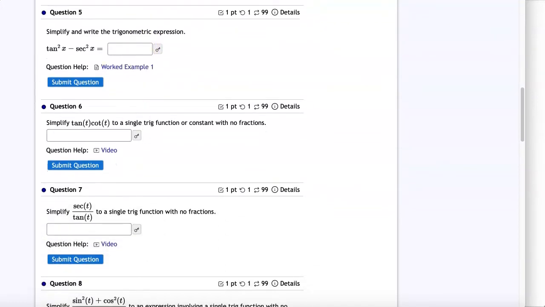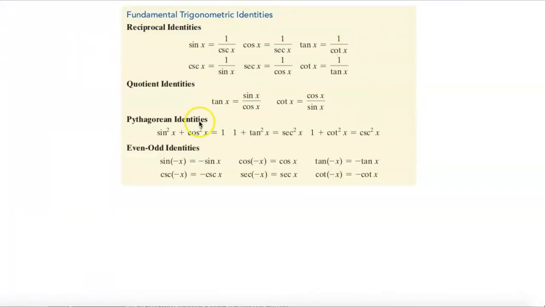Question number 5. In this case, what you're going to do for this problem, tangent squared minus secant squared, is you'll come over to the Pythagorean identities, and you'll see that there is one that involves both tangent squared and secant squared. You can do a substitution of secant squared or tangent squared using this identity, but what you want to do is simplify down to just a single trig function.